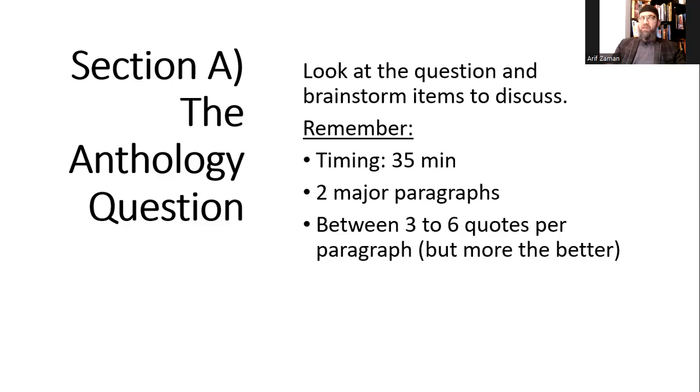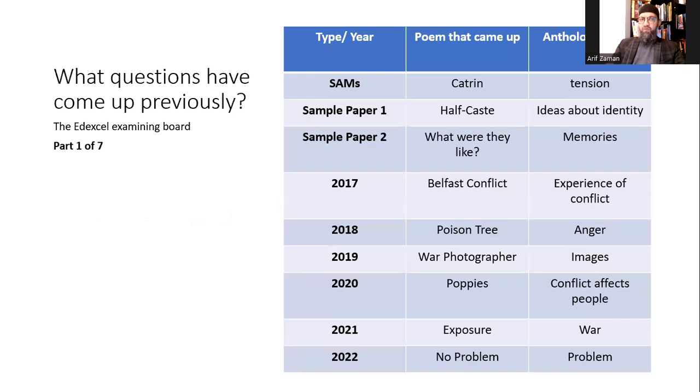So yeah, think it through. You do the maths. Okay, 2 paragraphs, you know, really about 12 quotes thereabouts maximum. When I say maximum, I mean aiming at a high number. The more, the better. So what is the approach? Well, what questions have come up previously?